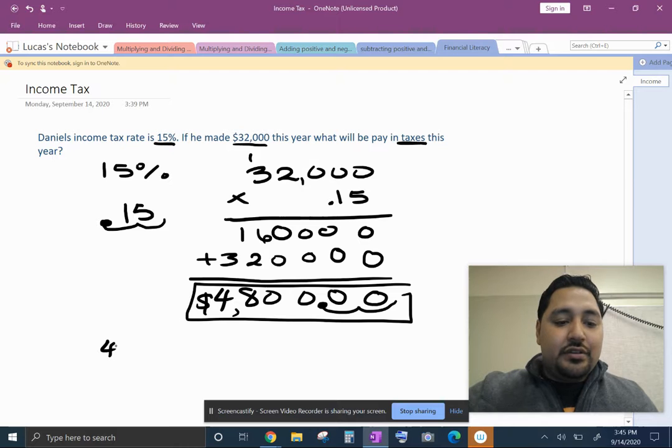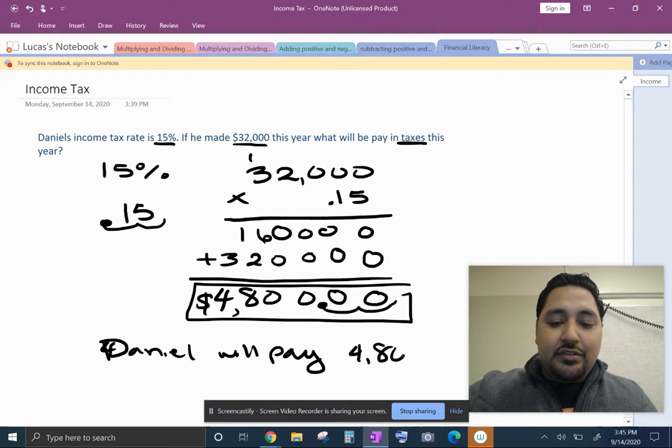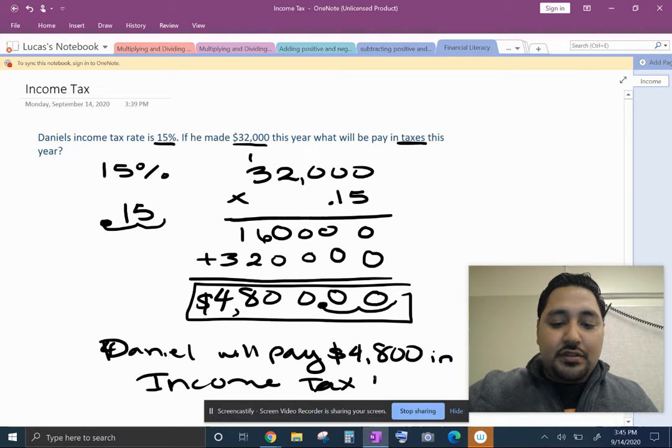So for Daniel, Daniel will pay $4,800 in income tax this year.